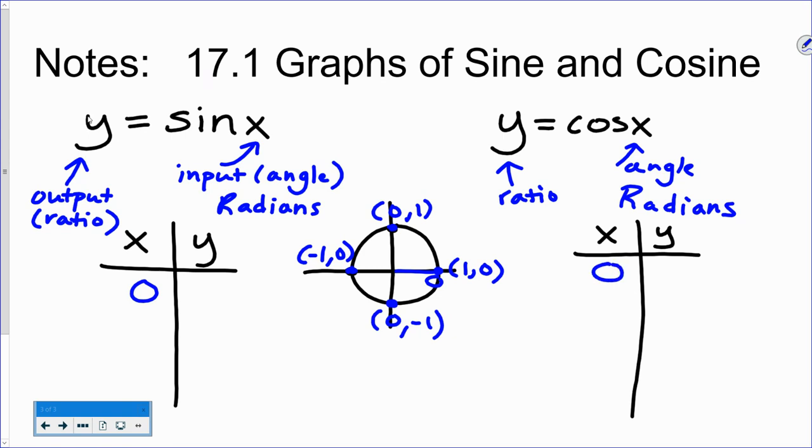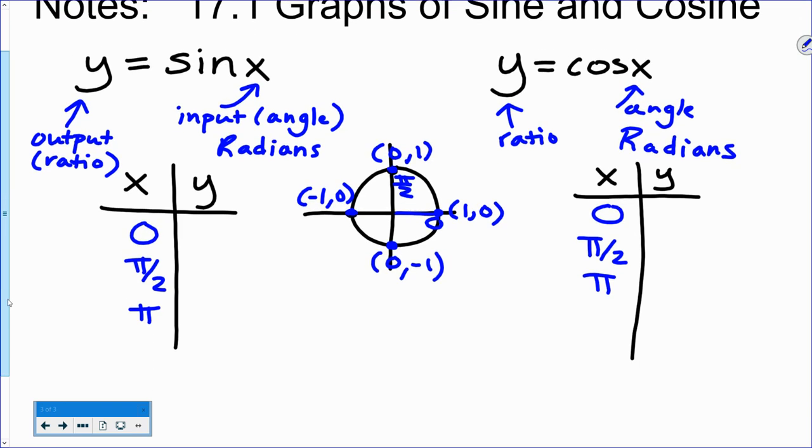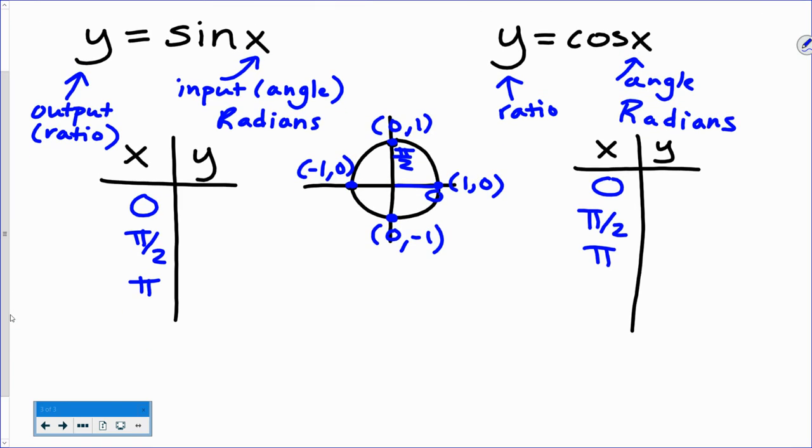Next, I have up here pi over 2. Coming around right here at my point (-1, 0) would be pi. So that was pi, now I have 3 pi over 2. And then back around would bring me to 2 pi.